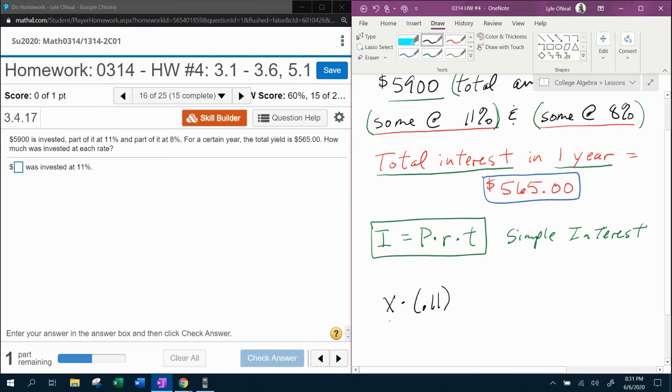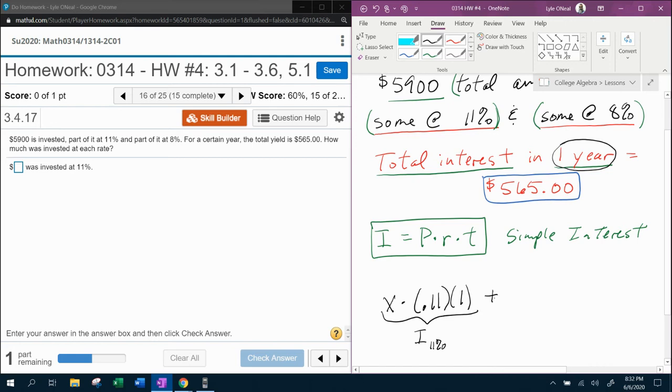So what have we got so far? We've got principal times rate times time. And the money has been invested for 1 year, so the time is 1. Now this right here will represent the interest earned at 11%. That's the interest at 11%.